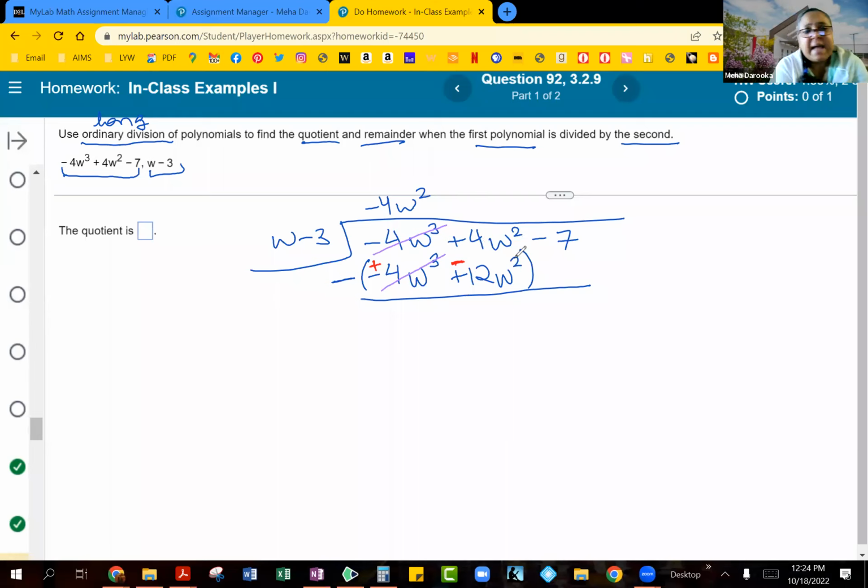So can you tell me when you add them together what you get? Positive 4 and negative 12 will give us what? Yeah, perfect. Very nice, Stephanie. And your name got hidden, Maria. Yeah, very nice, ladies. So now we would then have negative 8w squared left behind. And then, of course, bring your last term, which is negative 7 down.